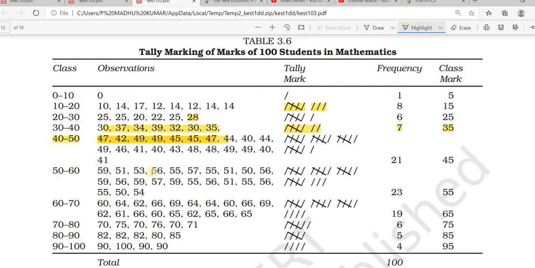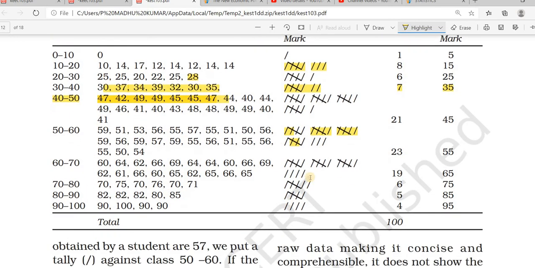Next one, 50 to 60. How many tally marks are there? 23. Here one set, second set, third set, fourth set. 20 plus 3, 23. The class mark is 55. Then next one, here you can see 3 sets. 3 sets means 15 plus 4. Here how many lines are there? 4 lines. Then here it is 19. Then the class mark is 65.